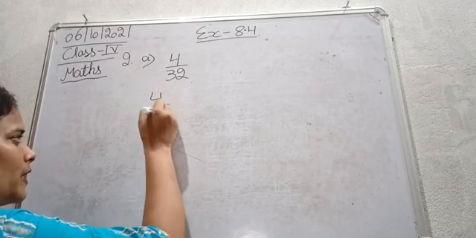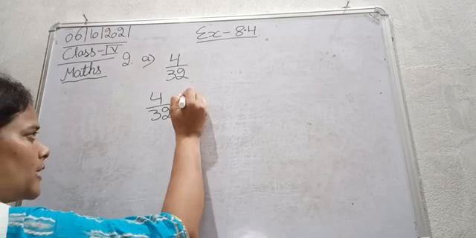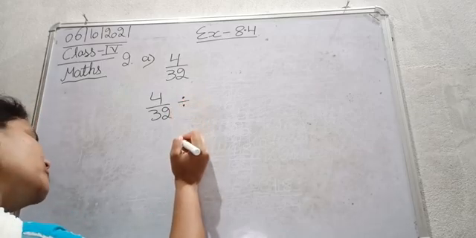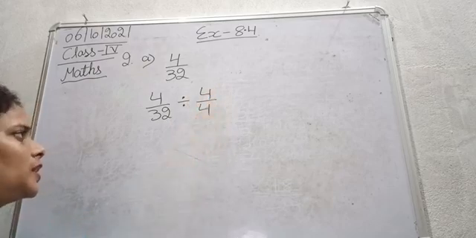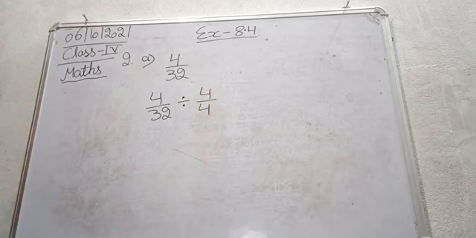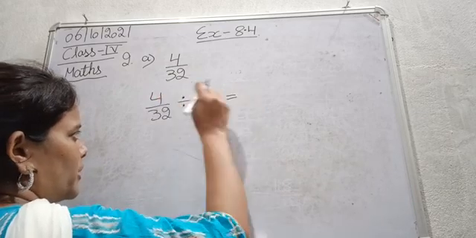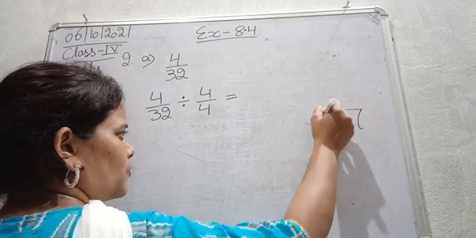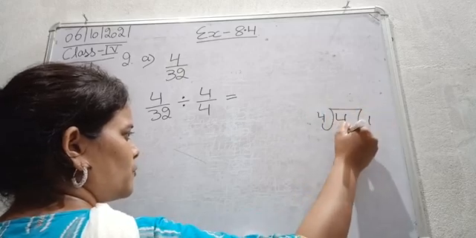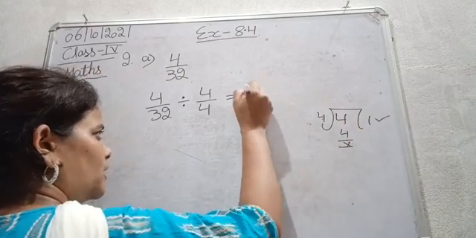So we can divide both with 4. So let's divide both the numerator and the denominator with 4. Okay, 4 divided by 4. You can do it in the rough. 4 ones are 4. So when you divide 4 with 4, you will get 1.